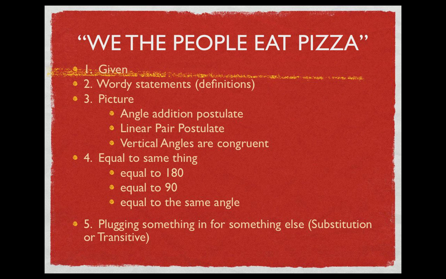If you have two statements that are equal to 180, then you drop out the 180 and set the two statements equal to each other. If you have two statements equal to 90 degrees, then you can drop out the 90 degrees and set the two statements equal to each other.